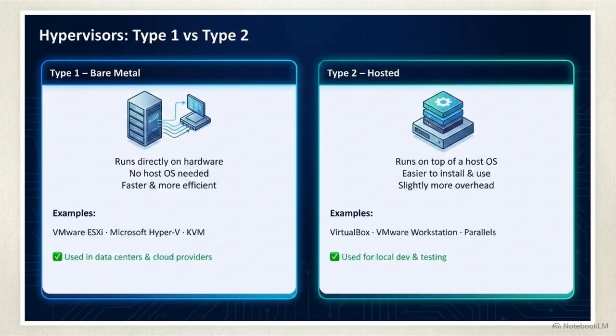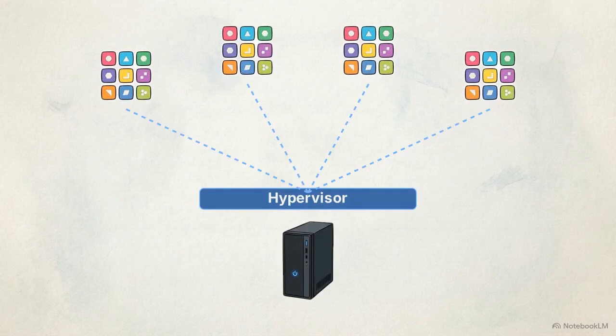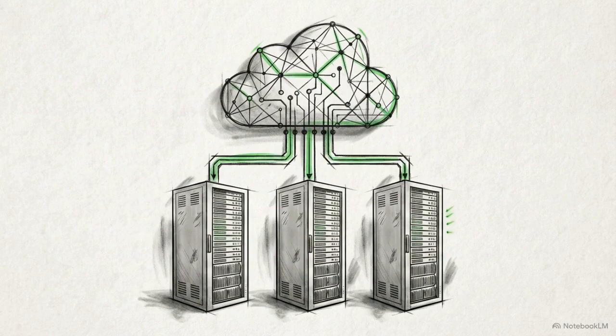There are two main approaches. Type 1, or bare metal, runs directly on hardware for maximum efficiency in data centers. Type 2, or hosted, runs on an existing OS, adding slight overhead but ideal for local developer laptops. By allowing a single bare metal server to host dozens of independent applications securely, virtual machines pushed resource utilization past 80%, laying the foundational technology for modern cloud computing.